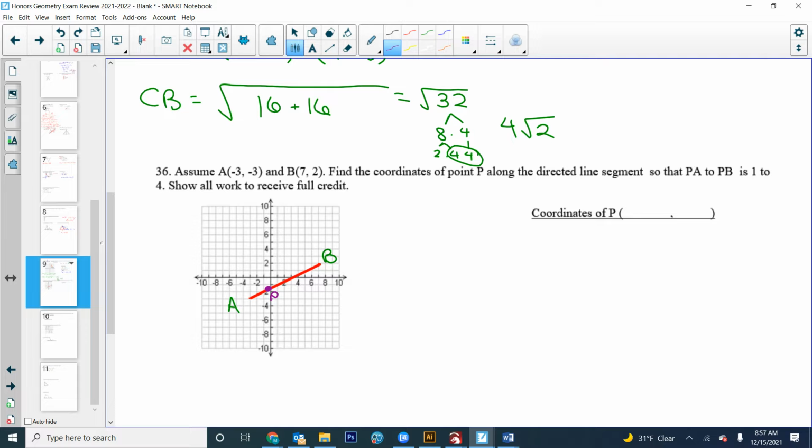Okay? So, if we have to remind ourselves, what does the ratio of 1 to 4 mean? It means there are how many pieces in this pie? 5. I get 1 piece. Elizabeth gets 4 pieces. So I get 1, what fraction of the pie? 1/5. Elizabeth gets 4/5.